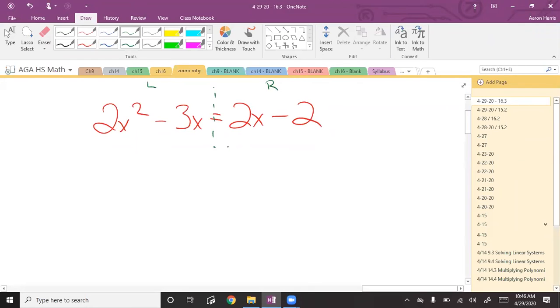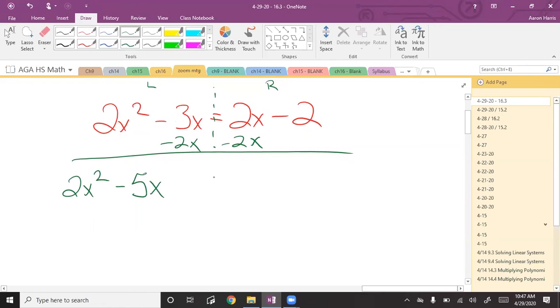You put it on both sides. How? Remember, the laws of equality have to be there. So you can't just say, hey, put it over there. This is a positive 2x. How do I make it go to 0? Subtract it. What I do to one side, I must do to the other. So I get 2x squared. Negative 3x minus 2x is what? 5x. It's negative 5x equals, this cancels, negative 2.